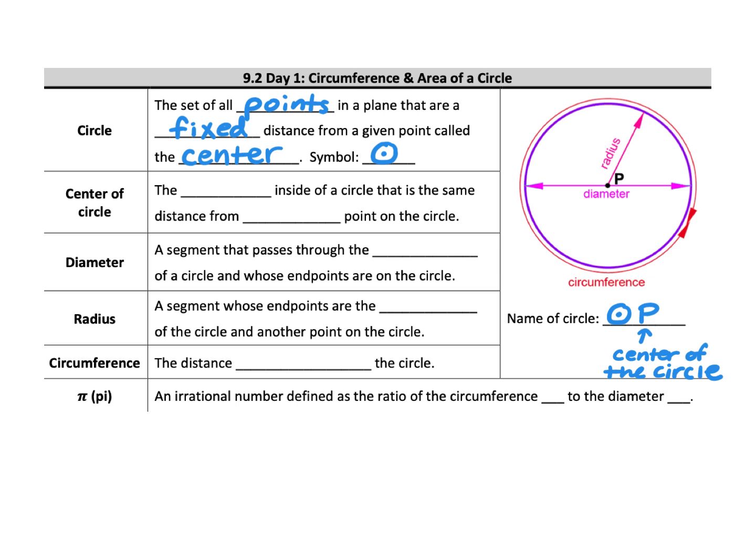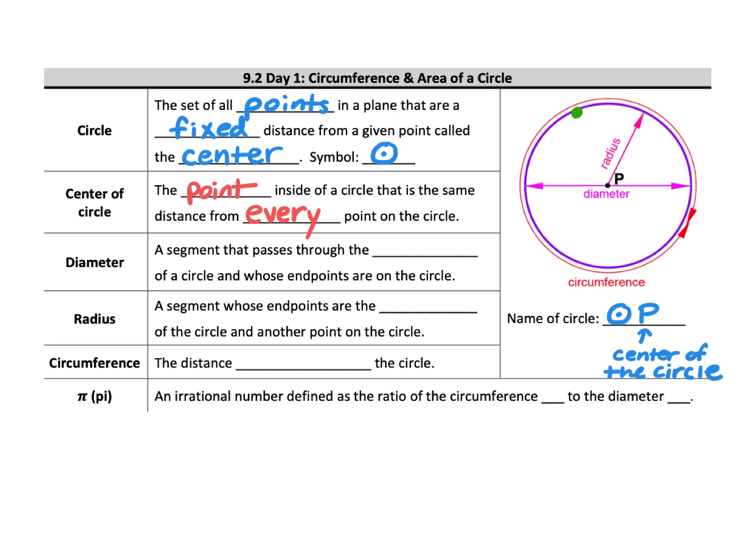The center of the circle, once again, is just that point inside the circle that is the same distance from every point on the circle. So no matter where I pick a point on the circle, it's going to be the same distance from the center point. And that distance is called the radius. Let's start with diameter, though.